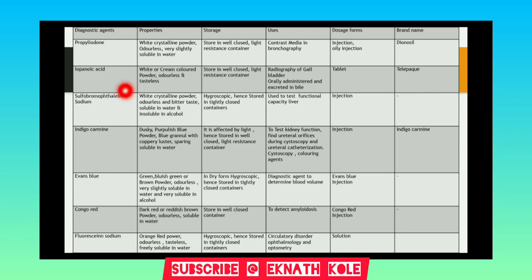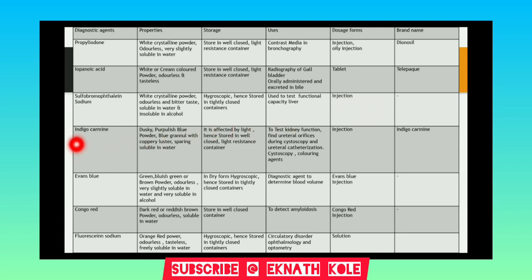Then another one, sulfobromophthalein sodium. What are the properties of sulfobromophthalein sodium? It is a white crystalline powder, odorless, with a bitter taste. Then the solubility: it is soluble in water and insoluble in alcohol. This sulfobromophthalein sodium is hygroscopic in nature, so you have to remember it is stored in a tightly closed container. It is available in the form of injection.